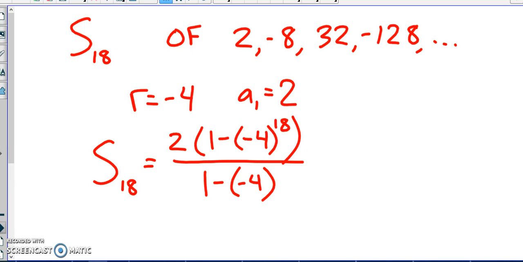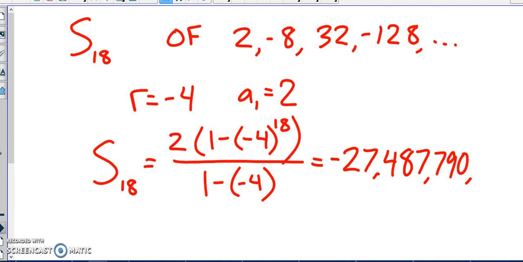Now, negative 4 to the 18th power is a pretty big positive number, and 1 minus that would be a pretty big negative number, times 2 divided by 5. Anyway, according to my calculations, that comes out to be negative 27,487,694. That's a fairly large number.